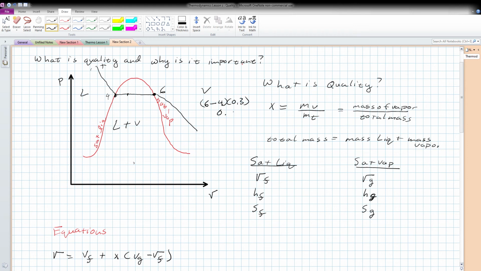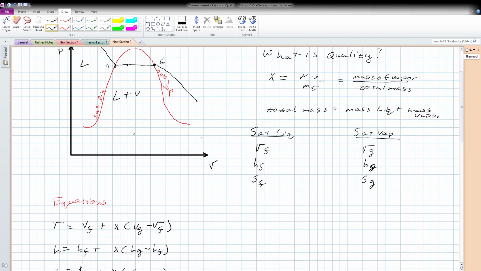For example, if this is 6 and this is 4 and I'm 30%, you do 6 minus 4 times 0.3. That should be 0.6. That means this change I'm 0.6 away from 4. Therefore, my, say, specific volume, because PV diagram, would be 4.6. And same thing for the rest of the properties.